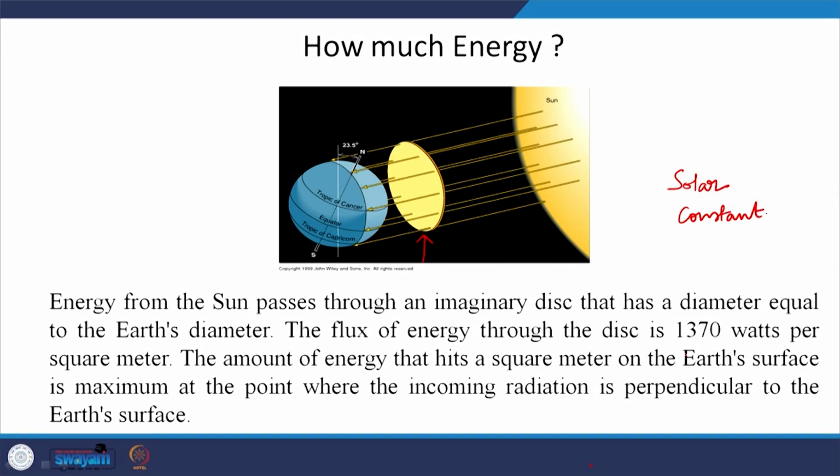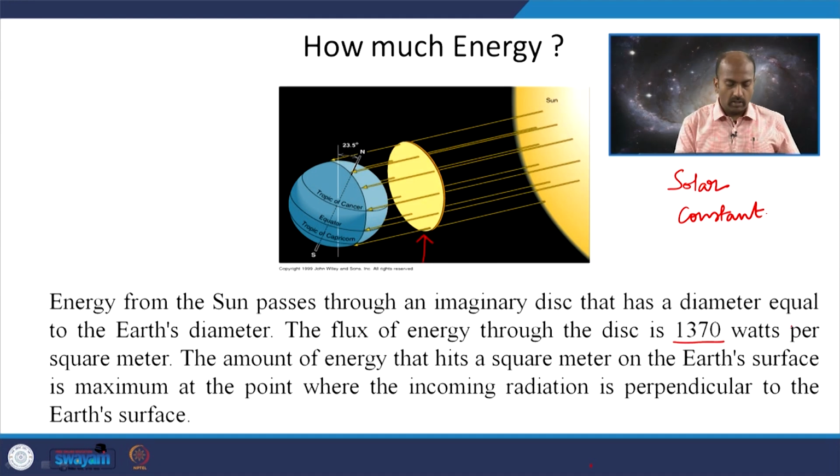So, what has been done is energy from the Sun passes through an imaginary disk that has a diameter equal to the Earth's diameter. The flux of energy through this disk is nearly 1370 watt per square meter. So, the amount of energy that reaches onto this disk is 1370 joules per second per meter square. This is the amount of energy that we are talking about. This energy comes onto the Earth's surface and will initiate all the physical and chemical processes. Now, the magnitude of energy is 1370. So, you always remember this number, 1370, is a very important number.